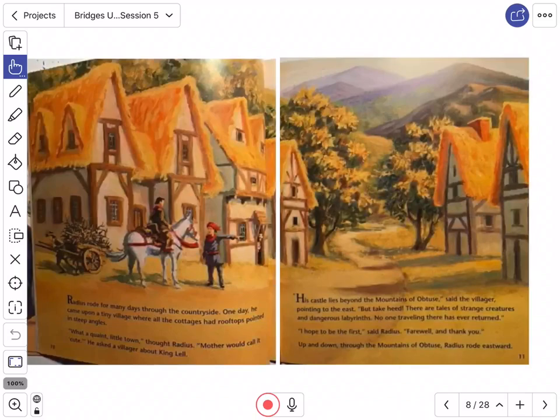Radius rode for many days through the countryside, and one day he came upon a tiny village where all the cottages had rooftops pointed in steep angles. What a quaint little town, thought Radius.